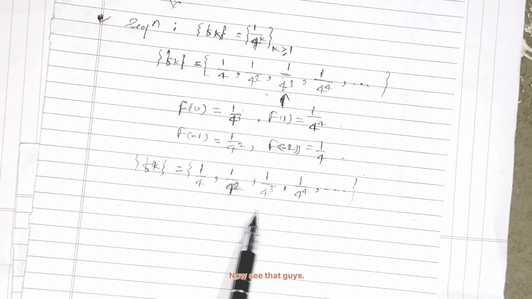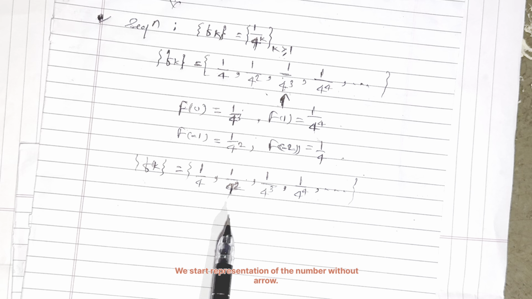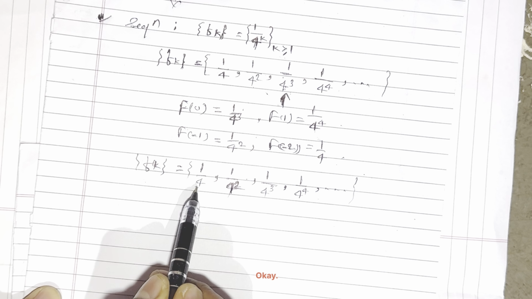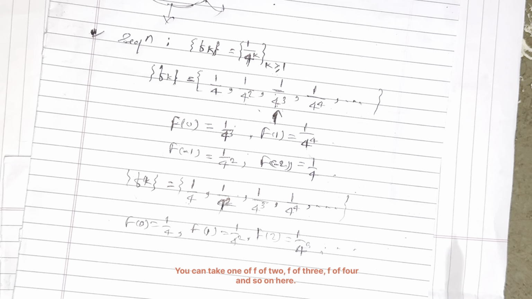Now see, guys, we don't have any arrow representation here. So in this case, we start the representation of the numbers without the arrow. You have to start from this side only. So f of 0 we write as 1 upon 4, f of 1 as 1 upon 4 square, f of 2 as 1 upon 4 cube, and so on: f of 3, f of 4, and so on.